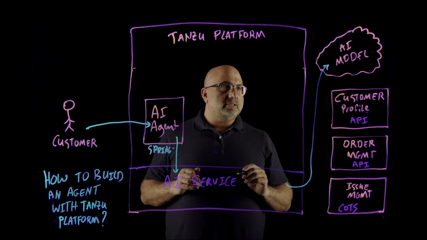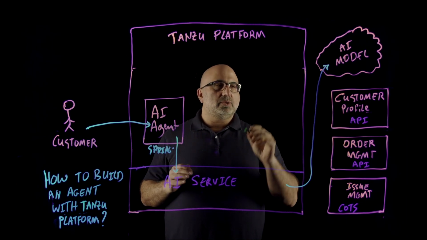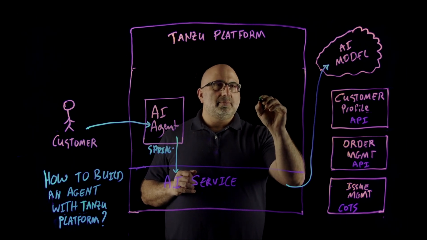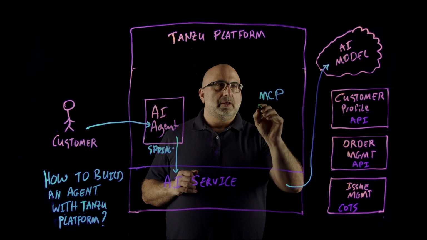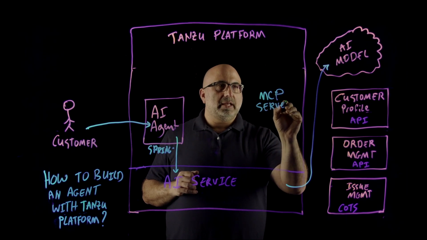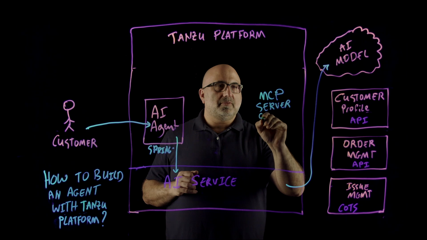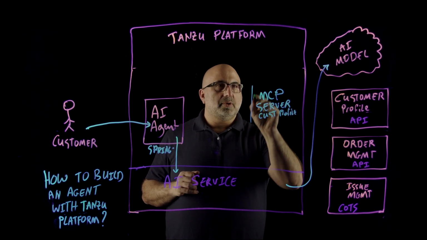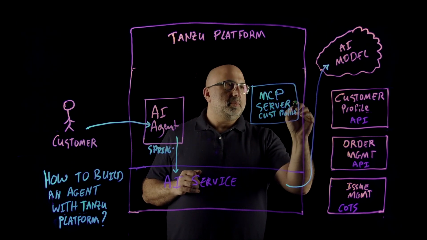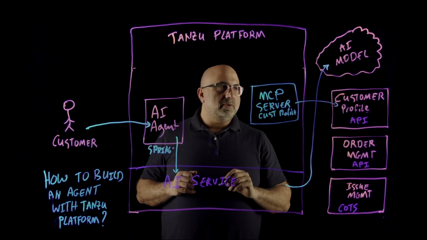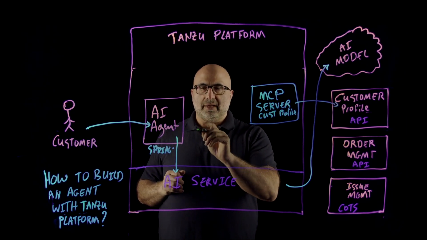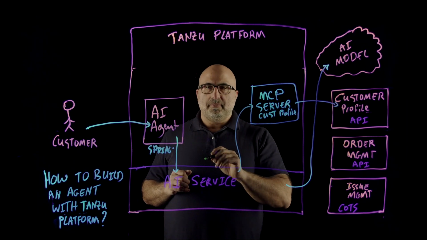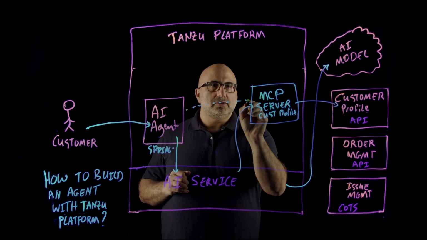But in order to access our customer profile service, what we're going to do is we're going to leverage an industry standard called Model Context Protocol, or MCP. So we're going to build an MCP server. And this MCP server is going to be for the customer profile. And this MCP server we can build with Spring because it's really easy to do. And so what's going to happen is now we can basically kind of go through the AI service to our MCP server. We can also enable direct communication with it.